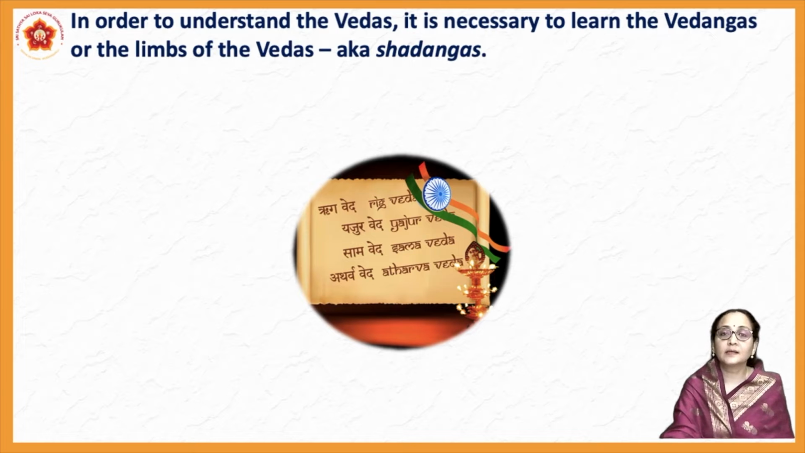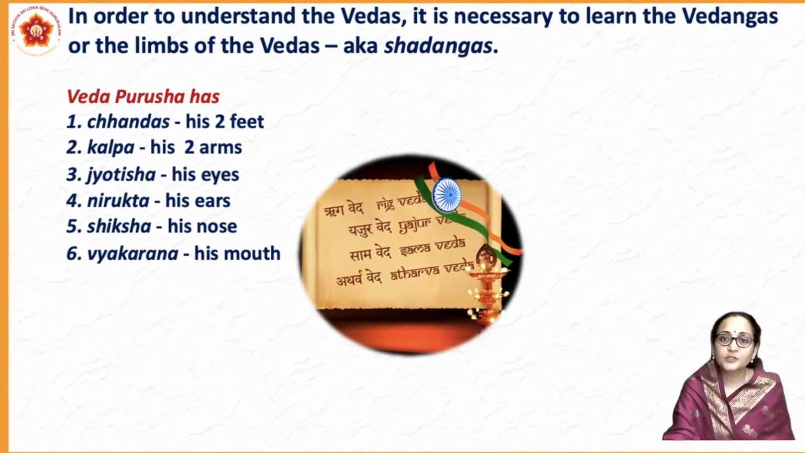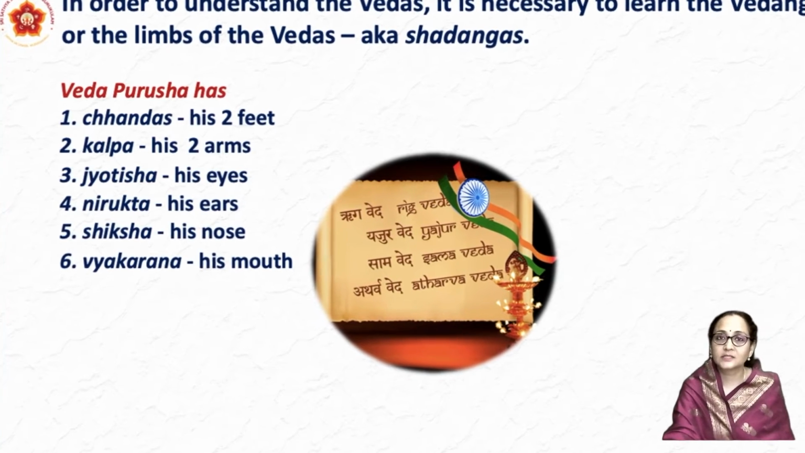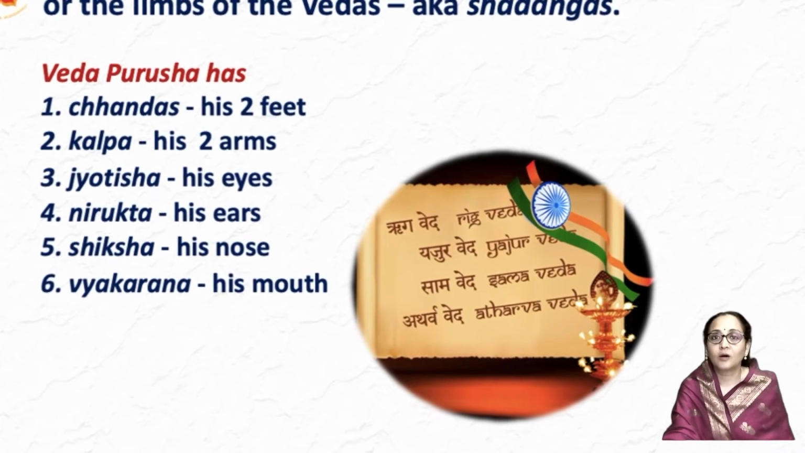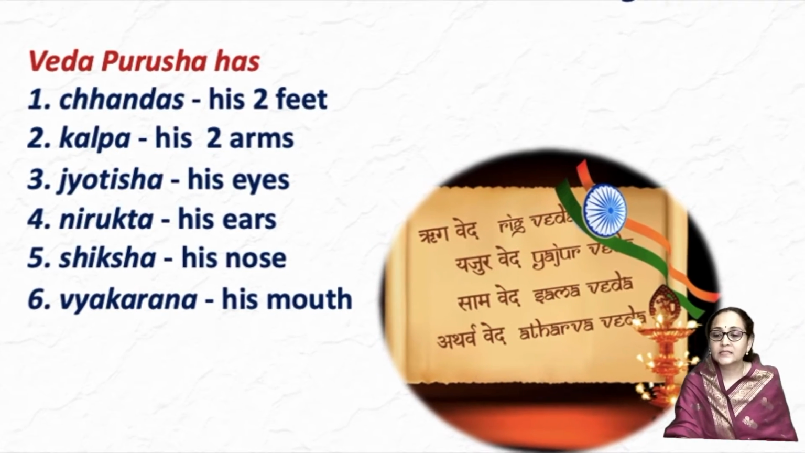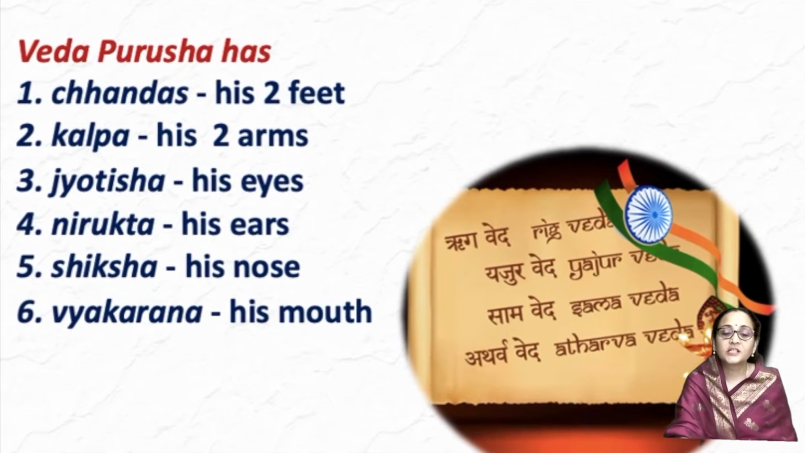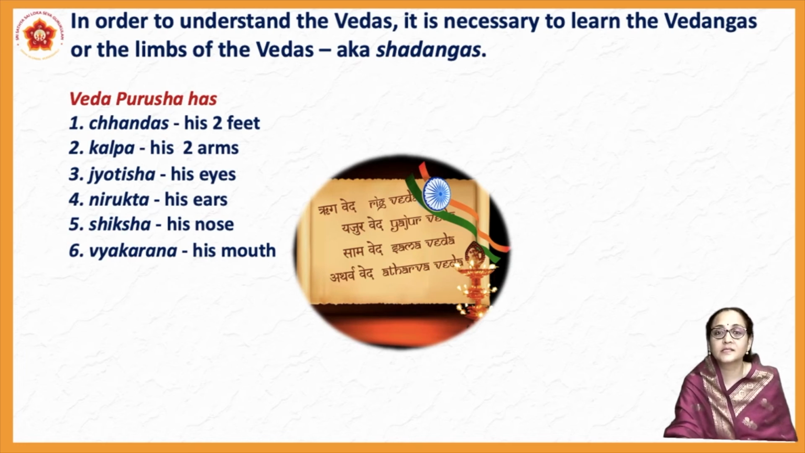Now let's look at the Vedangas, what we call Shadangas. Shad means 6, Angas means limbs. In order to understand the Vedas, it is very necessary to learn these Shadangas, Vedangas. They are 6 in number, as I just now told you. Anga means a limb or a part of a body. Veda Purusha is said to have the Chandas as his 2 feet, Kalpa as his 2 arms, Jyotisha as his eyes, Nirukta as his 2 ears, Shiksha his nose, and Vyakarana is his mouth.